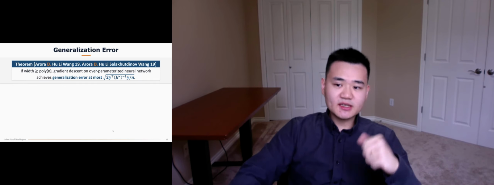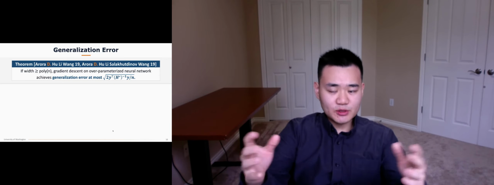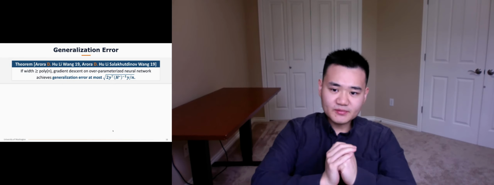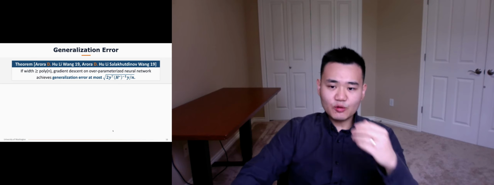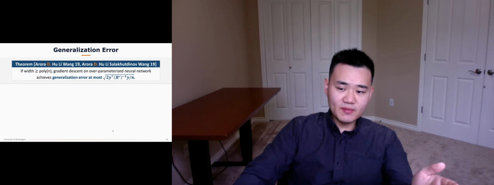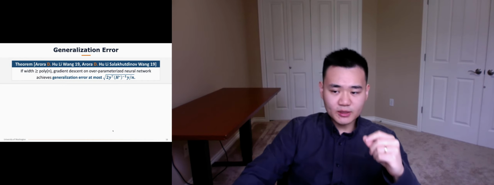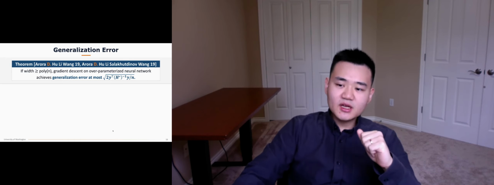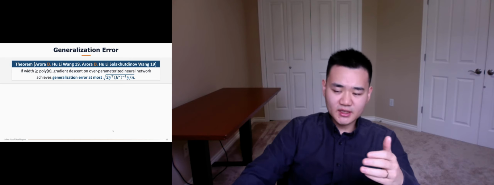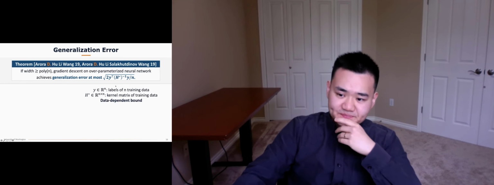Our second result is about generalization. For both results, we use the connection between neural networks and kernels to prove the theorem. For the generalization error, what we can prove is that again, if the width is bigger than say poly n, then gradient descent on the overparameterized neural network achieves generalization error at most square root of 2 times y transpose H star inverse y divided by n. This is a little bit complicated, but let me explain it.